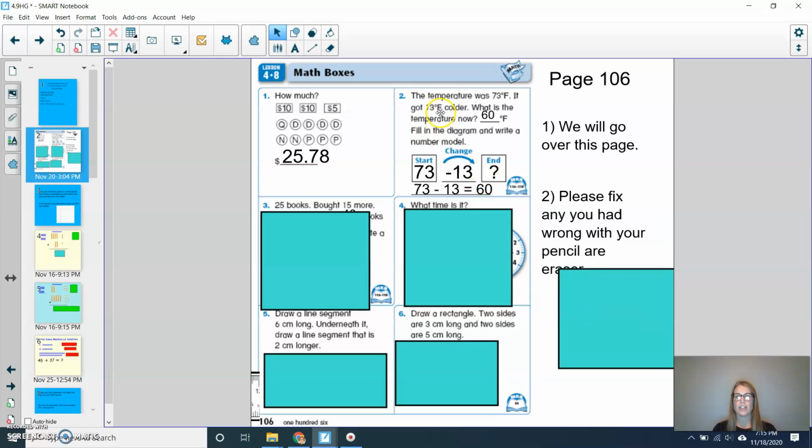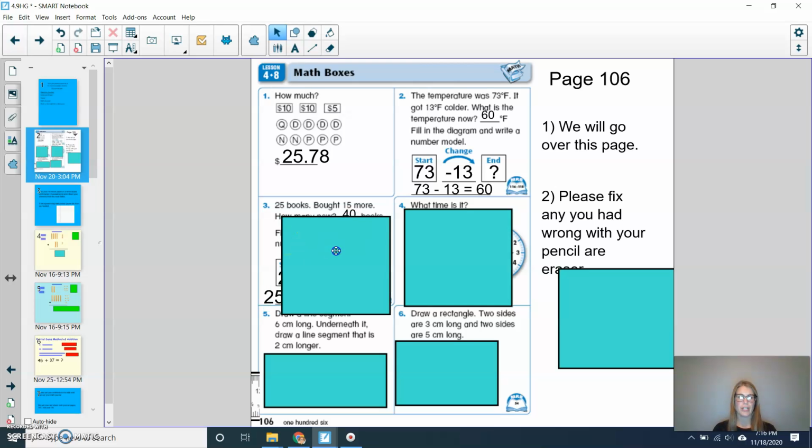For question number 2, the temperature was 73 degrees Fahrenheit. It got 13 degrees Fahrenheit colder. What is the temperature now? Notice how I started at 73 degrees Fahrenheit, then I subtracted 13. The end is what I'm trying to figure out, which I put a question mark. And so 73 minus 13 equals 60. So our answer is 60 degrees Fahrenheit.